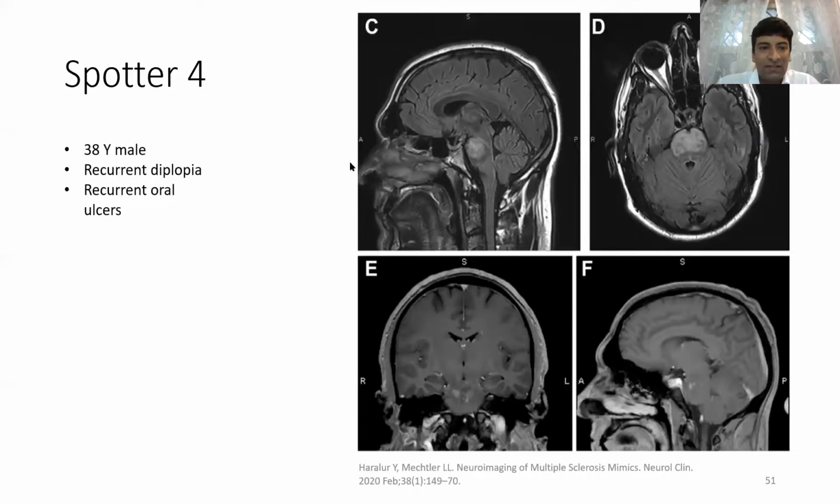Okay, number 4, a 38-year-old male with recurrent diplopia, suggesting a brainstem involvement. The patient has recurrent oral ulcers. And that's a big clue. Absolutely. Okay, so everyone got it. Neuro-Behçet's syndrome. So Behçet's syndrome classically produces brainstem signs. So as you can see, a large T2 hyperintensity, a lot of edema there, and patchy focal enhancement. Behçet's syndrome is actually a perivasculitis. Most of the inflammation happens around the media, around the veins.